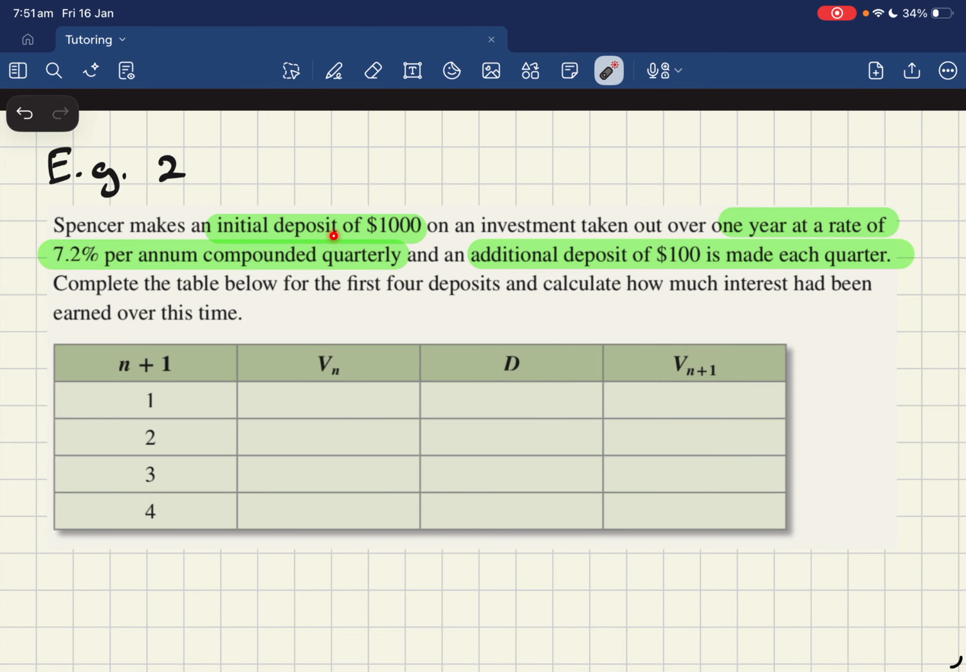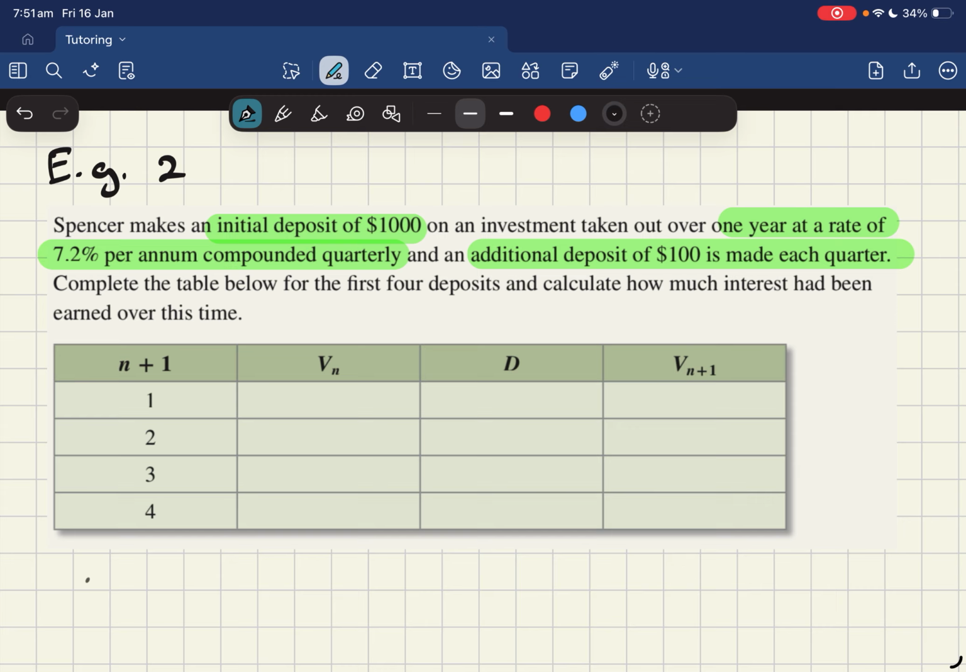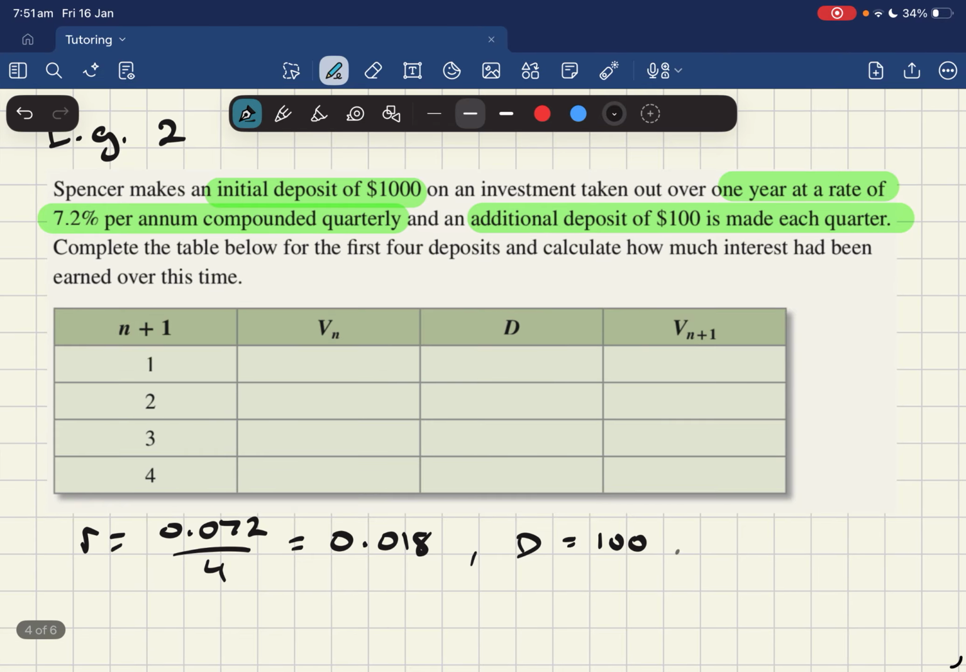So before we do anything, we have to be careful. It's saying that this is compounding quarterly. So before we do anything, we need to convert the rate. So our R is going to be 0.072 divided by 4 because it's compounding quarterly. And this gives you 0.018. Okay, and we know our R, we know our D, the amount that we're putting in is 100. And we know our V naught. It said he's made an initial deposit of $1,000. So that's going to be 1,000.